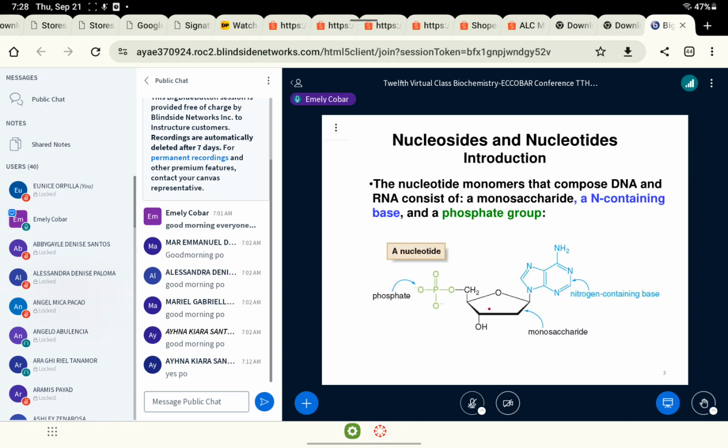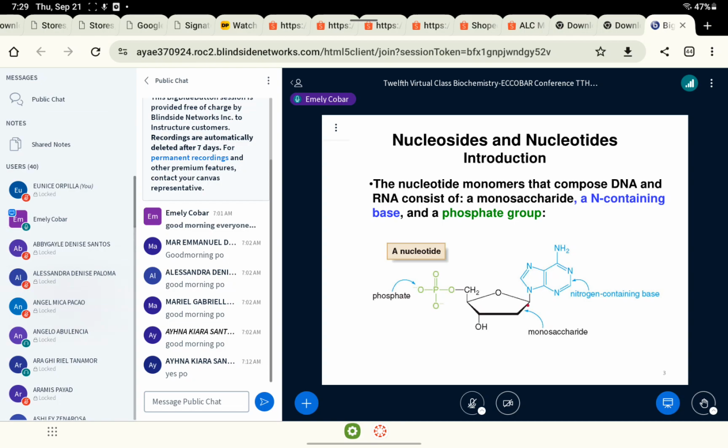Okay? So, now before that, let's discuss muna the structural aspect of nucleotides, the building blocks of nucleic acid. So, the nucleotide monomer that composes the DNA and RNA is composed of, tatlo yan. You have the monosaccharide. It's a cyclic structure. From the structure, we can see that it has one, two, three, four, five carbons. So it's a pentose. Specifically, it's an aldopentose. And we have also learned from the topic carbohydrates that the carbon right after the oxygen, we call this the anomeric carbon.